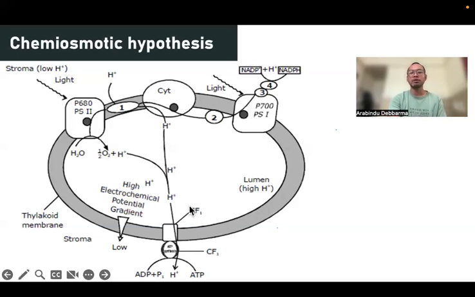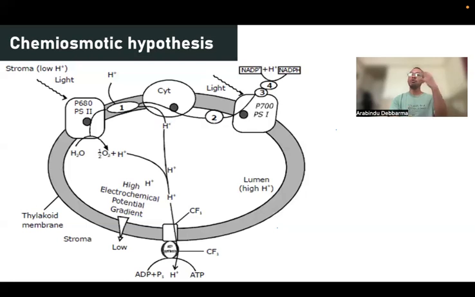This F naught is the one that helps in the transport of the hydrogen protons outside, along with CF1. So this diagram has a bit of a correction. Here it will be F naught, and the outside one, which is also called ATP synthase, has F1. So this will help the hydrogen protons to come outside.